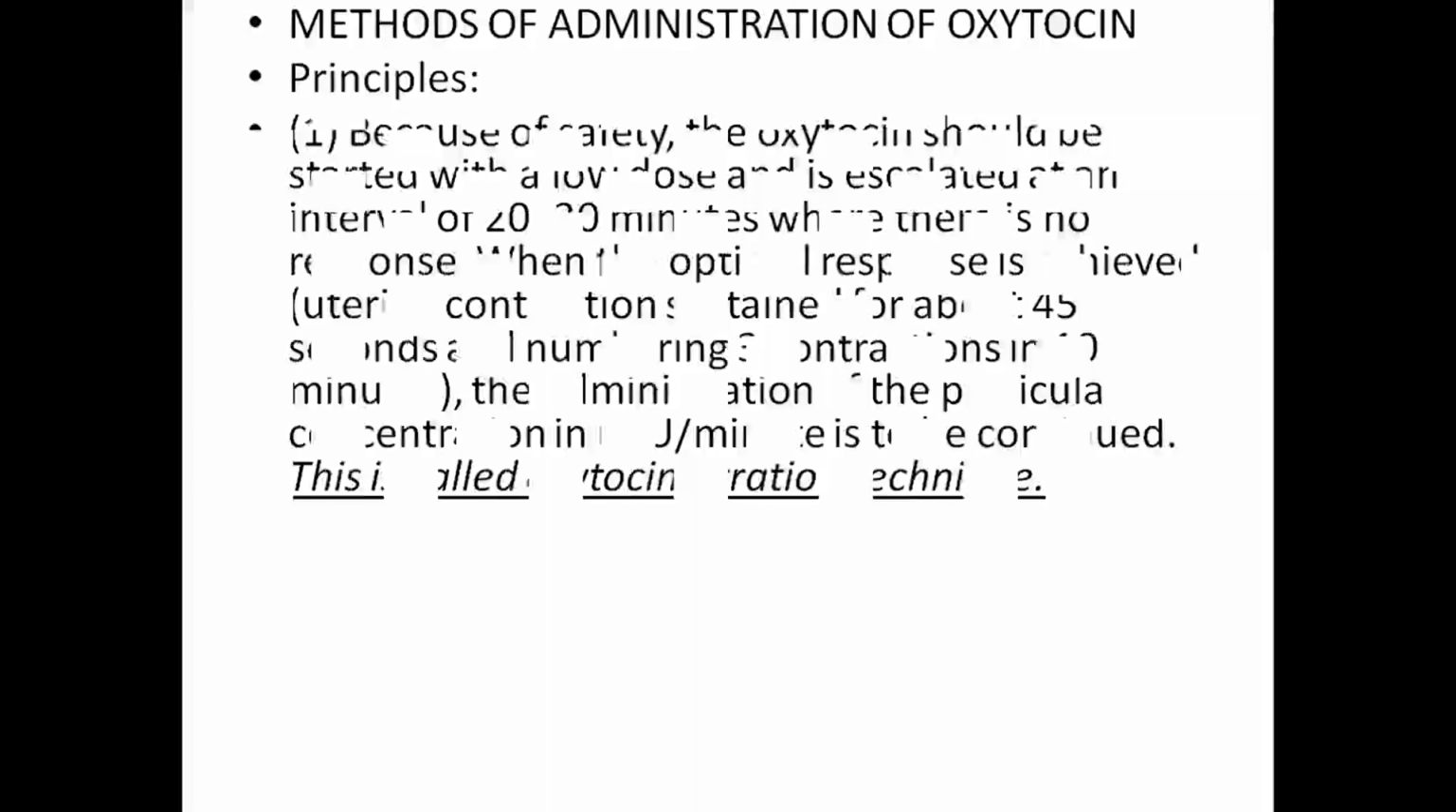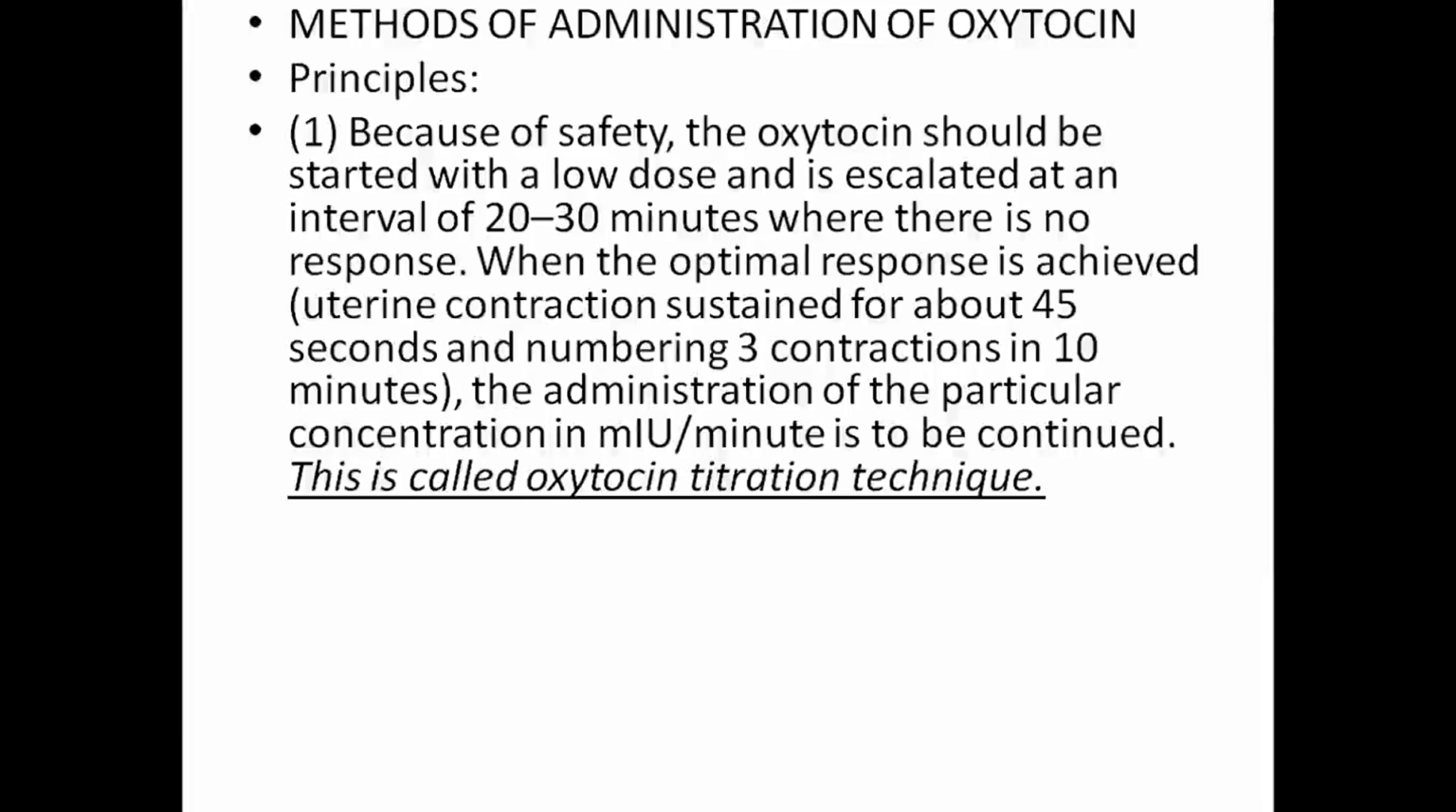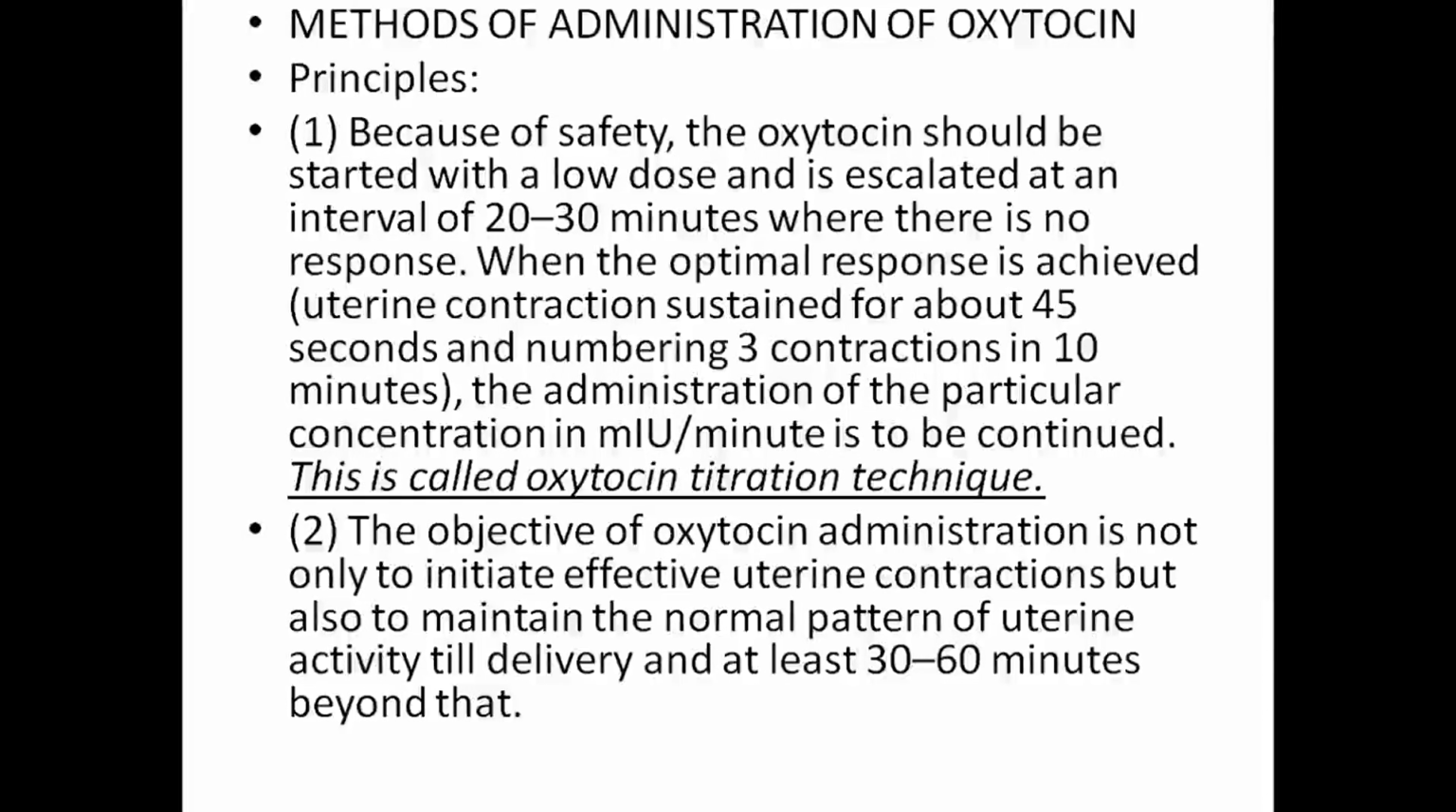Method of administration. The main principle, because of safety, is that oxytocin should be started with a low dose and escalated at intervals of 20 to 30 minutes where there is no response. When the optimal response is achieved, meaning uterine contractions sustained for 45 seconds and numbering 3 contractions in 10 minutes, administering that particular concentration in ml per international unit is to be continued. This is called the oxytocin titration technique. Second, the objective of oxytocin administration is not only to initiate effective uterine contractions but also to maintain the normal pattern of uterine activity till delivery and at least 30 to 60 minutes beyond that.